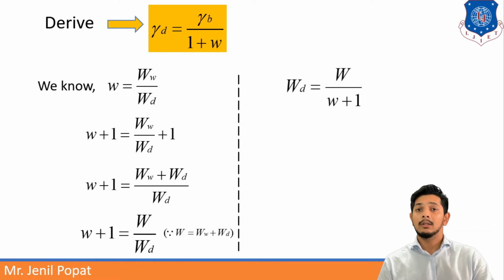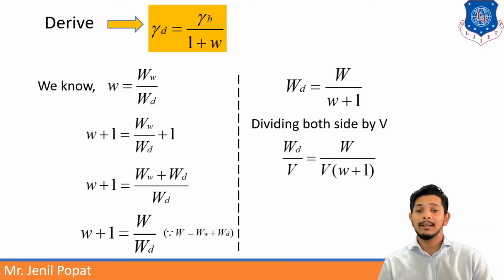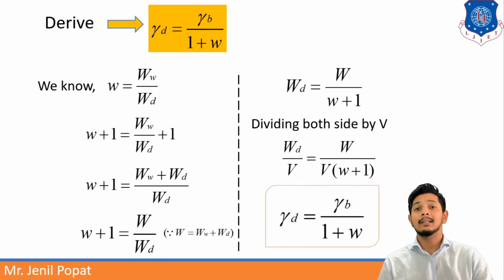Moving forward, here we can also write that WD is equal to capital W upon w plus 1. Now dividing both sides of the equation by volume V, we can write WD by V is equal to capital W by V into (w plus 1). Small w shows water content, capital W is total weight, and capital V is total volume. Now WD by V can be written as gamma D, as it is dry unit weight, and W by V can be written as bulk unit weight. So gamma D is equal to gamma B upon 1 plus w. We have proven the formula.